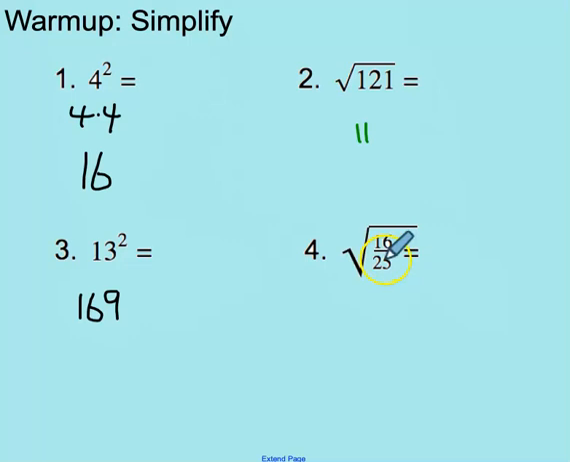When I look at this number, you're doing the same thing, except it's going to be a fraction. What number multiplied by itself equals 16? If you're thinking it's 4, because 4 times 4 is 16, you're correct. And what number, when you multiply it by itself, equals 25? You're thinking it's 5. You are correct, and there's your answer.